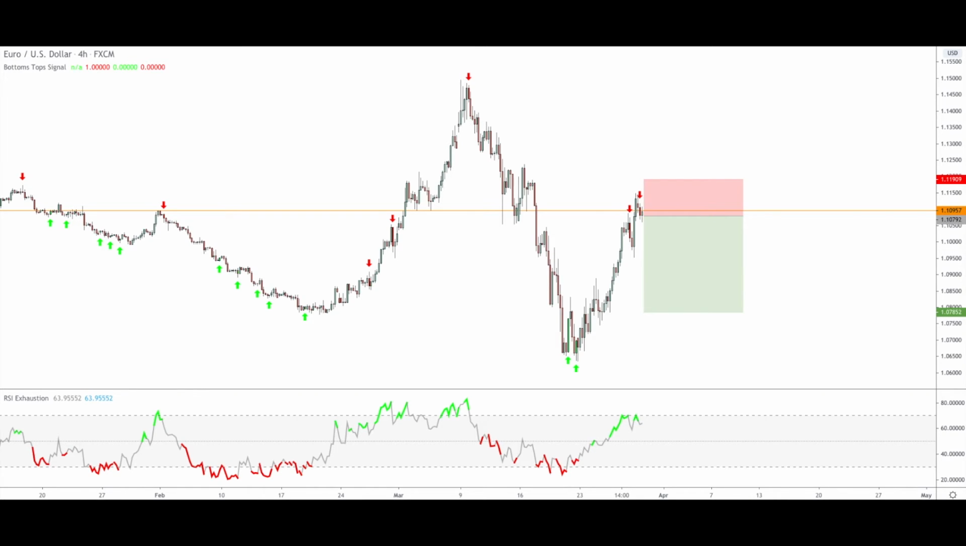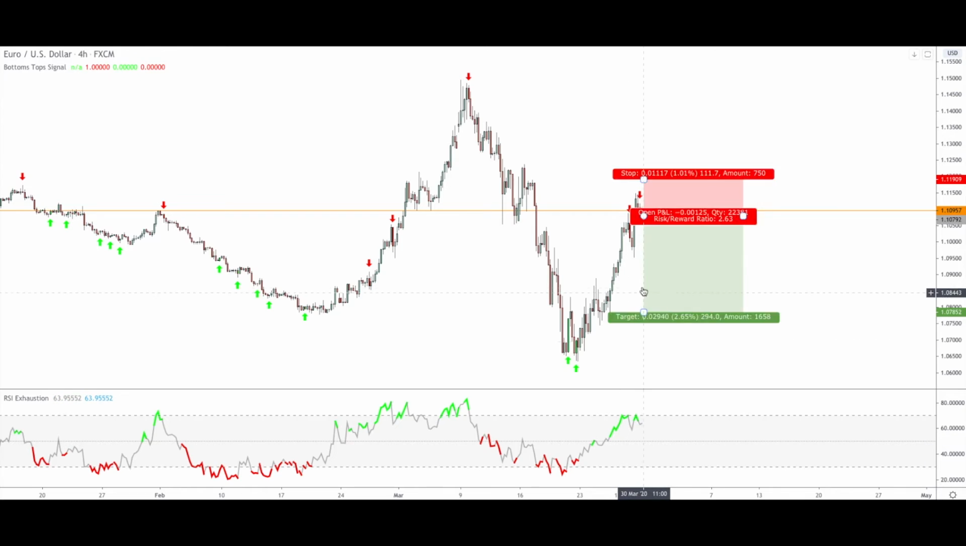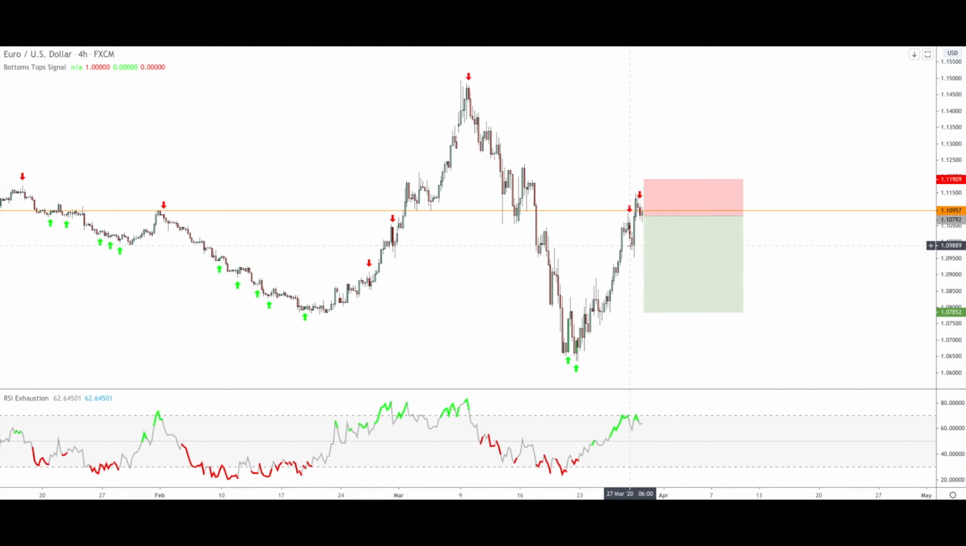Oh, by the way, I forgot to mention that, of course, we have a setup for three reasons. The first one is that we have divergence between the price, which is trending up, and the RSI, which is topping. The second reason is that the RSI is exhausted. As you can see, it's colored green here in this area.